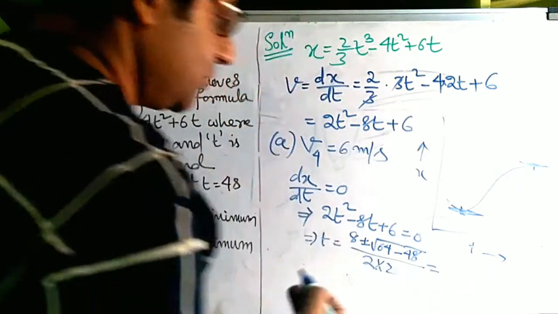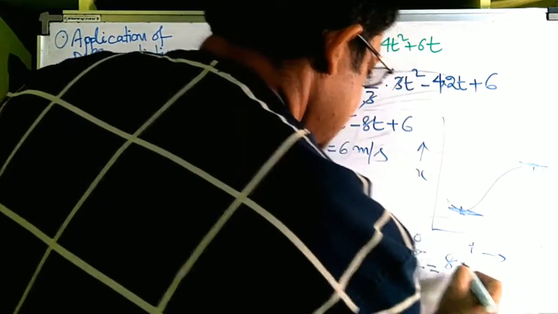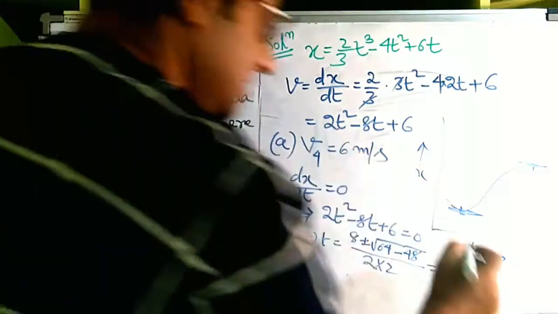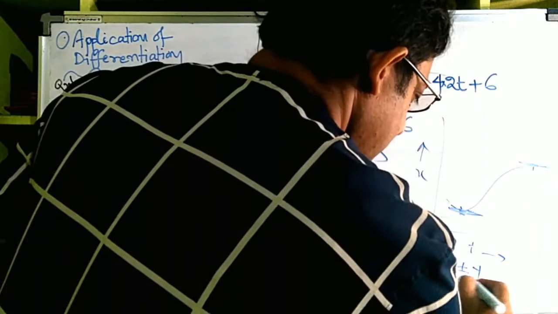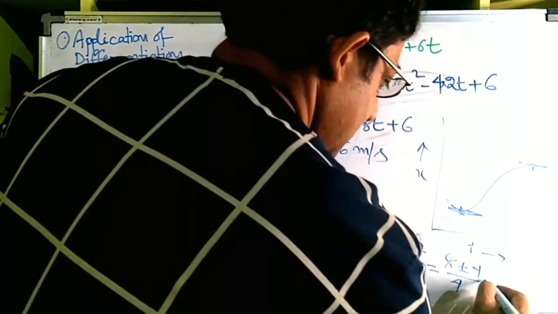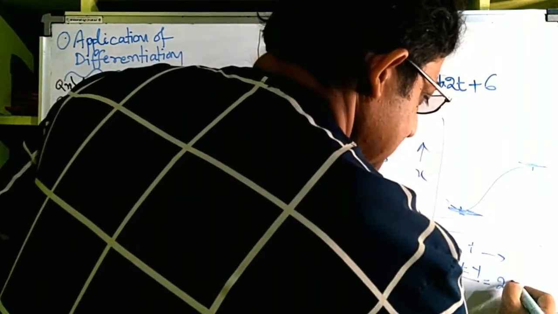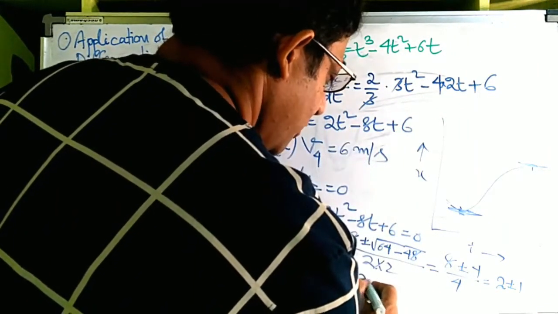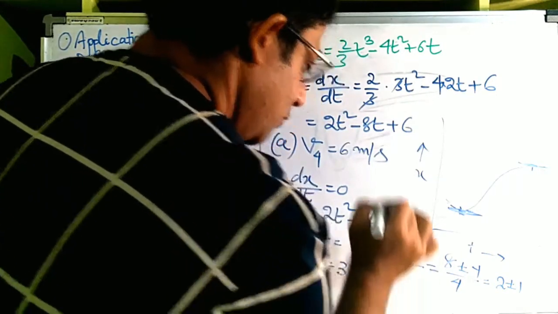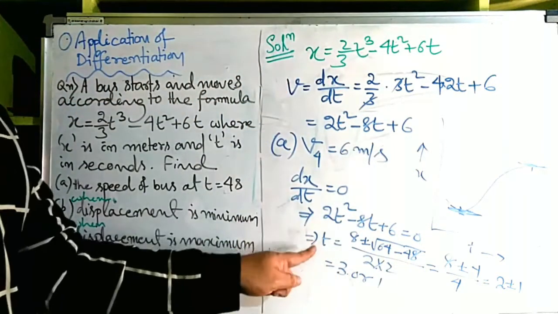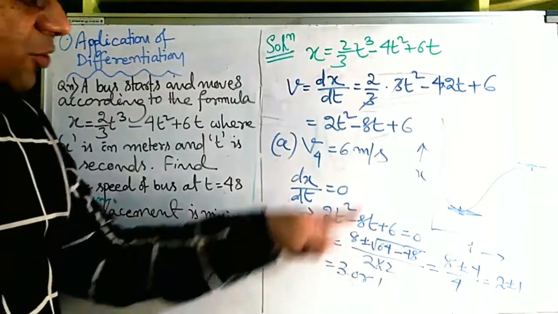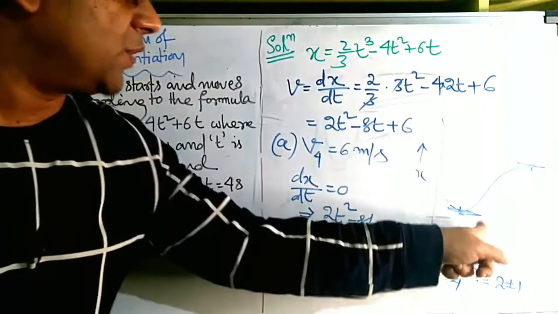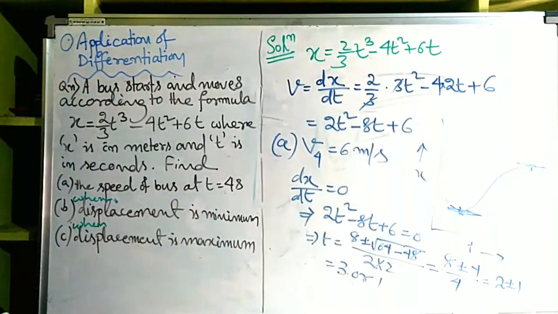So this much is equal to 8 plus or minus. See, 64 minus 48 is 16, right? Yes, 16. So root under 16 is 4, divided by 4. So this is equal to 2 plus or minus 1. So t is equal to 3 or t is equal to 1. What does this mean? That means if time is equal to 3 seconds, then dx by dt will be 0. If t is equal to 1 second, then also dx by dt will be 0.